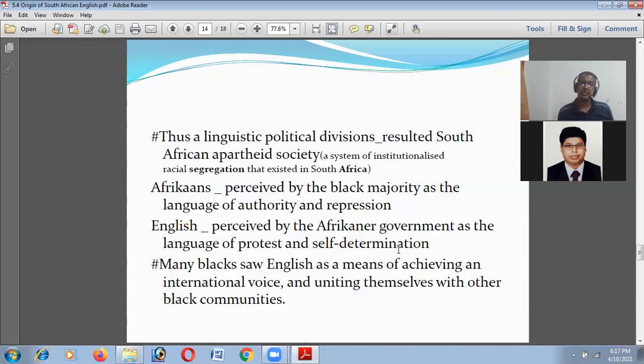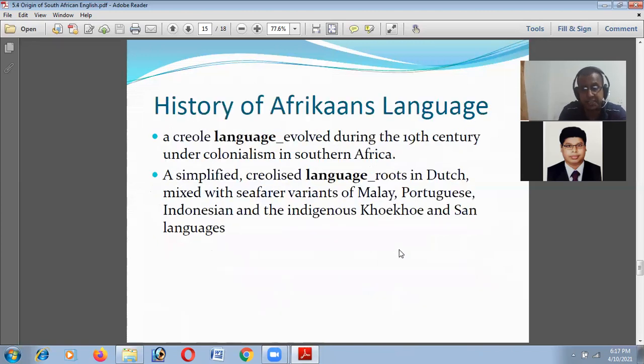Some people say English is the language of oppression, and some people say that English is the language with which they can communicate with other black people living in other parts of the world. So English might be a language of union for several black people living on the African continent. So, the history of the Afrikaans language.